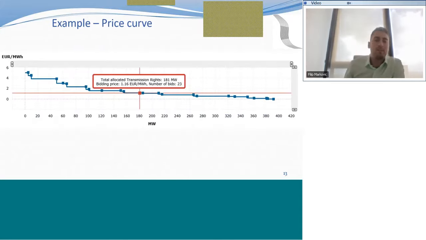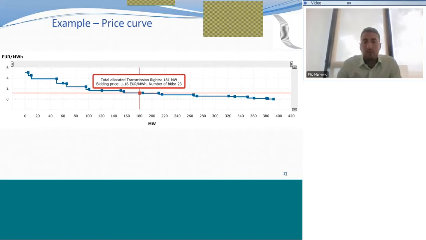This is just a simple example from the real operation. This is the price curve from yesterday's daily auction, just for one hour. As you can see, same principle as on the previous two examples. Bids are sorted in descending order by bid price.